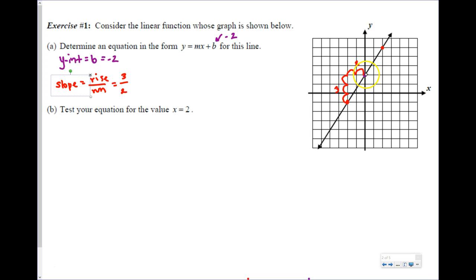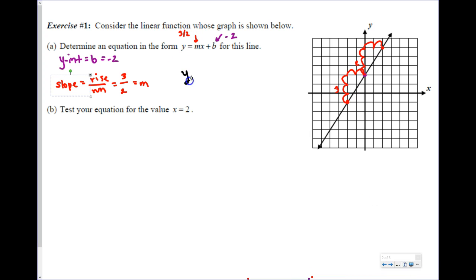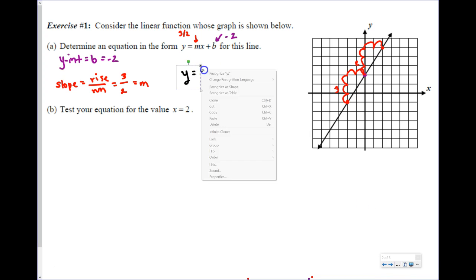Let's try it again just to make sure. I'm going to go up 1, 2, 3, and I'm going to go over 1, 2. So it works. So I found out that m equals 3 over 2. And now I can write my equation. So my equation is going to be y equals m is 3 over 2.